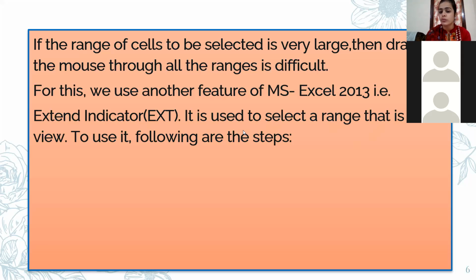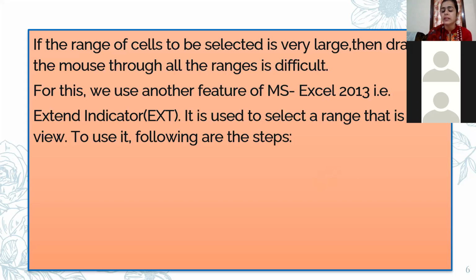If the range of the cells to be selected is very large, means you cannot select the range by dragging the mouse pointer, then it becomes difficult to select a very large range of cells which is not visible. So for this purpose, we make use of one feature of MS Excel, and that feature is called EXT, extend indicator. It is used to select a range that is out of view, means that you cannot see that range.